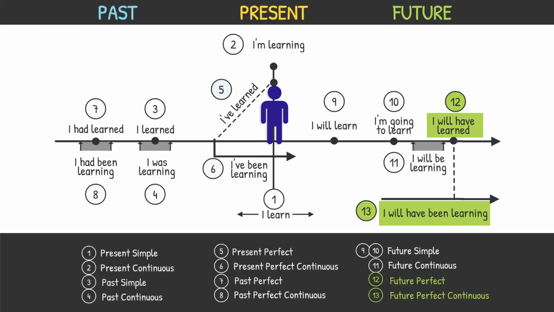Well, number 13 is the future perfect continuous. And if we compare it to number 12, we can say this. Number 12 is a point of time in the future. When we reach it, we realize something has already finished. Number 13 is another point of time in the future. We reach it, we acknowledge something, but the action keeps going.